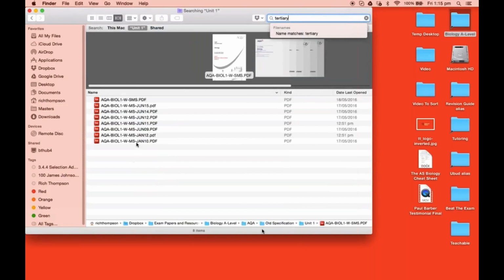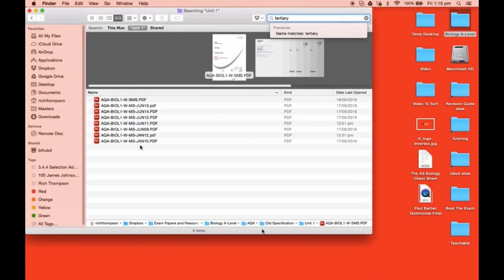Okay, wow, look at that. So MS is mark scheme, mark scheme, mark scheme, all mark schemes. That tells me immediately tertiary is a word that is essential to use in the answers to your questions because it's a key term that will get you marks. It's not on any of the question papers, which means they want you to use it.